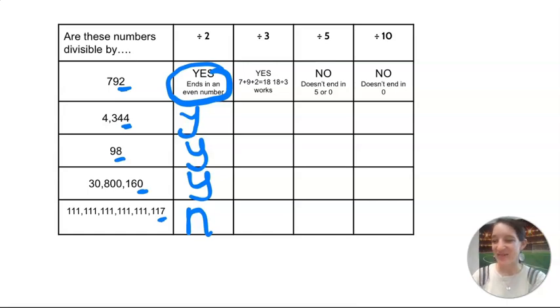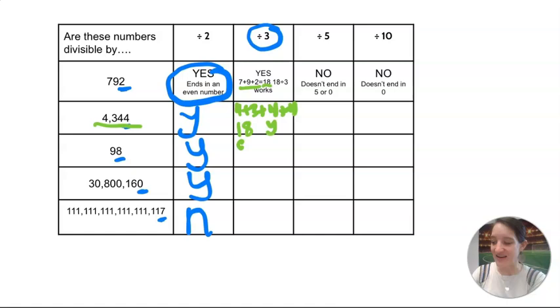All right, what about 3? Are these numbers divisible by 3? Remember, the trick is to add it all up. If we go 7 plus 9 plus 2, that gives us 18. And 18 is a multiple of 3. So yes, it will be divisible by 3. What about this? Is it divisible by 3? Let's see. Let's go 4 plus 3 plus 4 plus 4. 8, 12, 16, 17, it's 18. Is 18 divisible by 3? Yeah, we can do 18 divided by 3. So yes, that is divisible by 3.